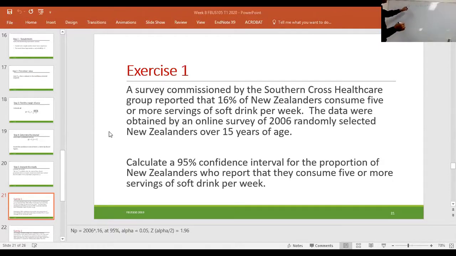Just check the first condition, np and n times 1 minus p. What is the n value? 2006.